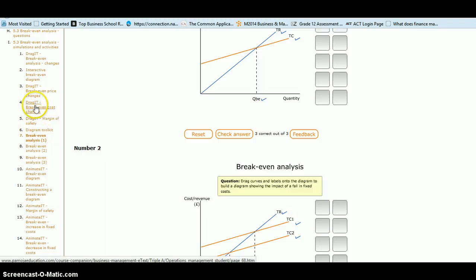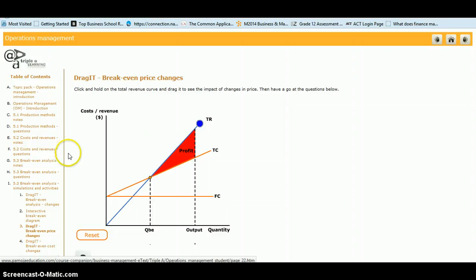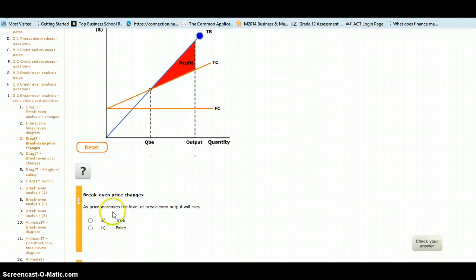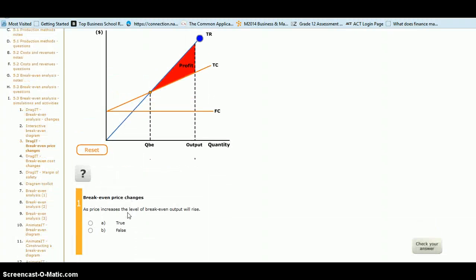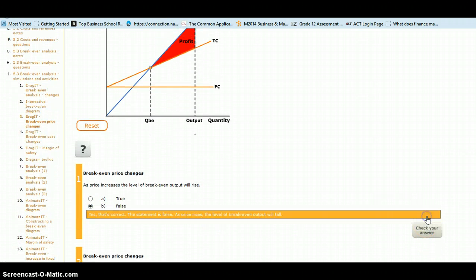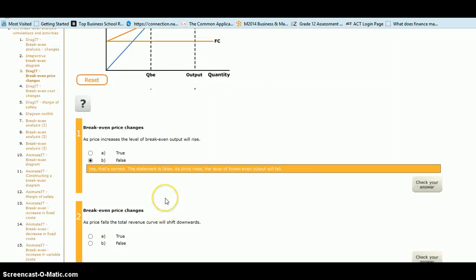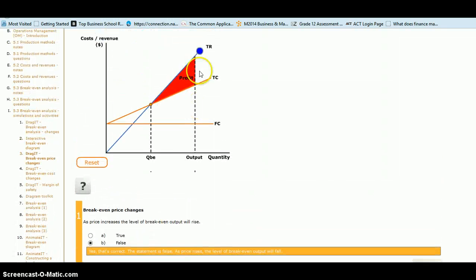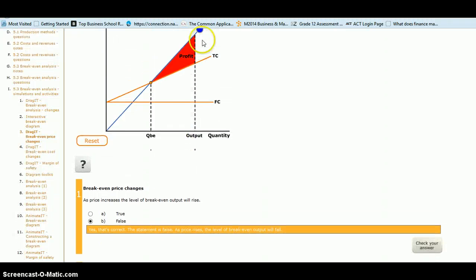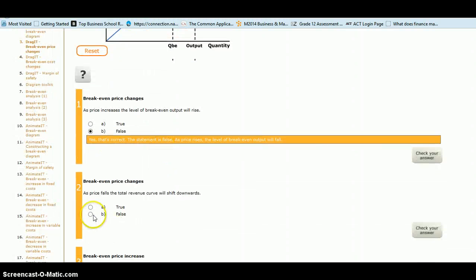So yeah, so far I have a good understanding of what has been going on, the changes that happen with the prices. So, as prices increase, the level of break-even output will rise as well. That's actually false, because the statement says that as the price rises, the level of break-even output will fall. That is true, because if I increase prices, then the level of output needed will fall, as I've shown right now. And as price falls, the total revenue curve will shift downwards. Yes, that is true.